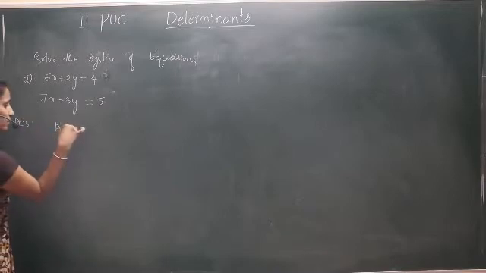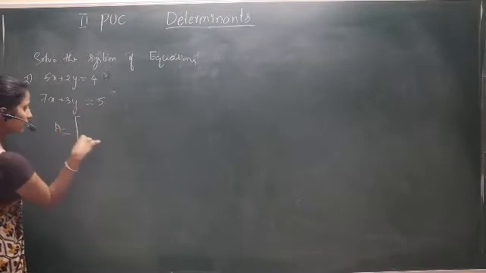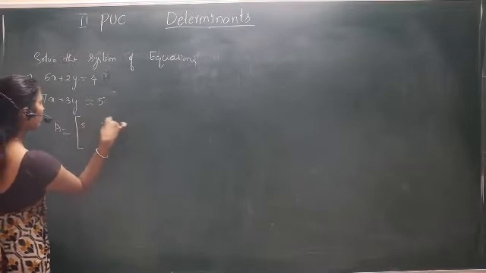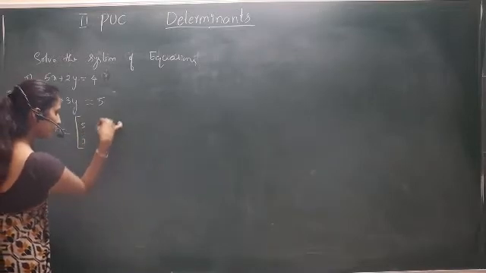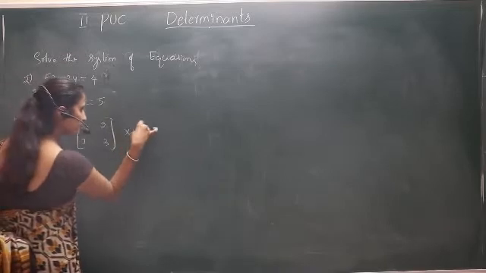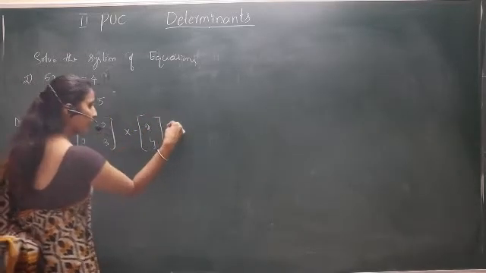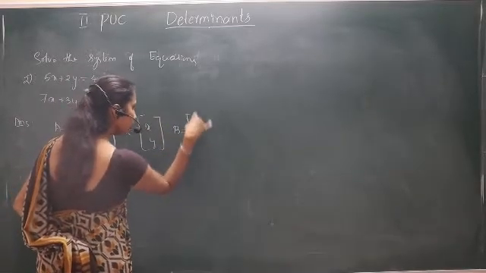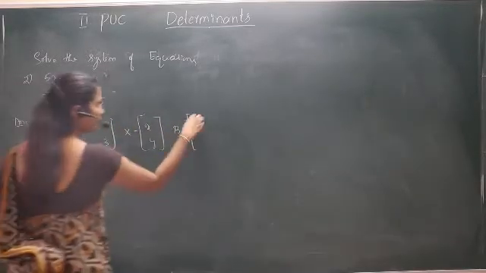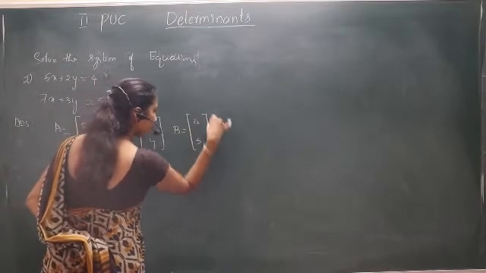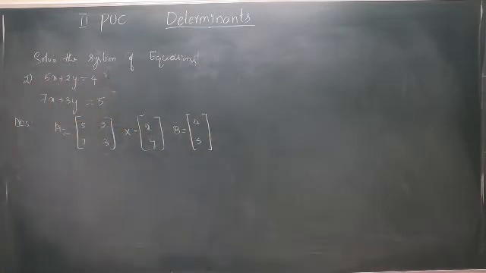So A is a matrix. What is that matrix? 5, 2, 7, 3. And X is a matrix of unknown variables x and y. And B is the matrix 4 and 5. After that we have to check whether the inverse exists or not, that means whether the given matrix is singular or non-singular. For that we have to calculate the determinant of A.